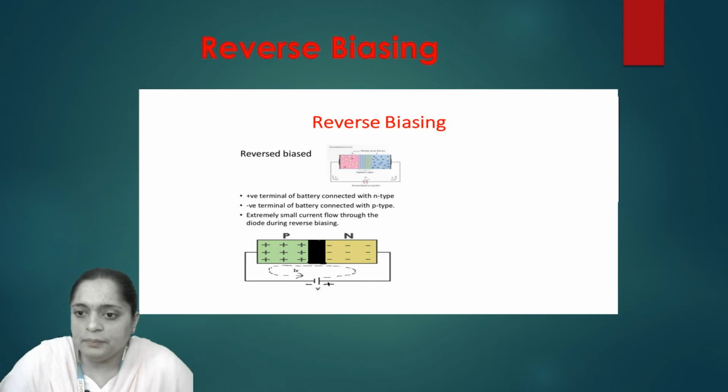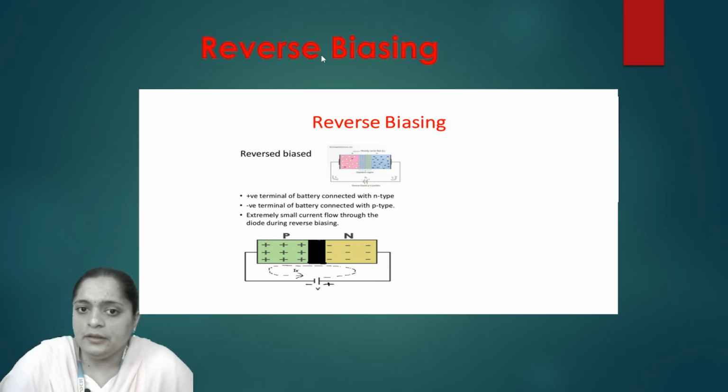The negative terminal of the battery is connected to the p-type semiconductor material, and the positive terminal of the battery is connected to the n-type semiconductor material. This process is known as reverse biasing of the diode. Here an extremely small current flows through the diode during reverse biasing, and the depletion region is large as compared to forward biasing.